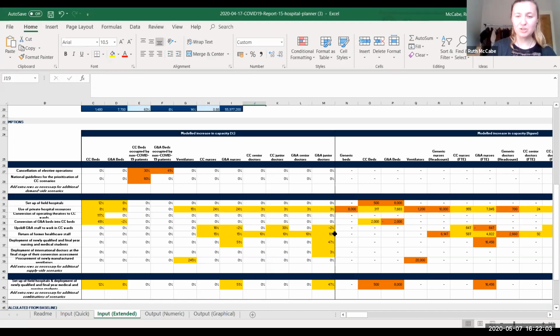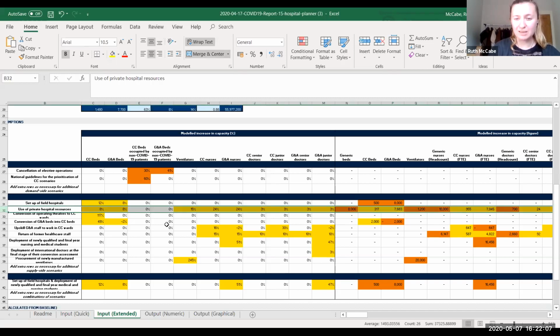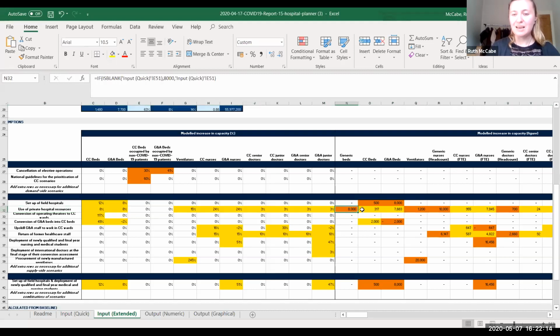So these are orange. Whereas here with the use of private hospital resources, which I'm highlighting, as I said before, we input this value as the number of beds and then calculate this based on the distribution across the different categories. So we hope that this is set up in a way that makes it very adaptable for you to alter these interventions if you would like to model them in a different way, and of course to be able to add your own.